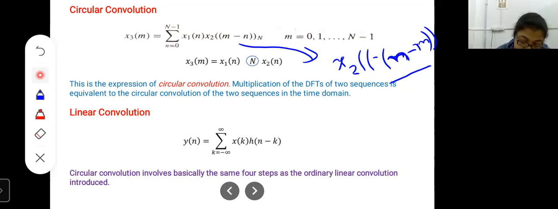Now you can see the symbol we use for circular convolution: there is a circle and in between there is N, capital N. So this is the symbol of circular convolution. X3(m) gives you the circular convolution between x1(n) and x2(n).